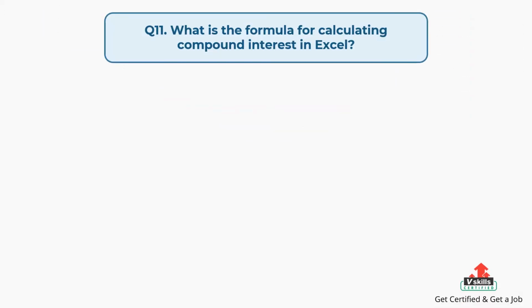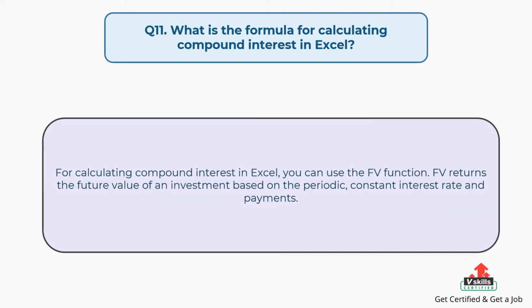Question number 11. What is the formula for calculating compound interest in Excel? The answer is, for calculating compound interest in Excel, you can use the FV function. FV returns the future value of an investment based on the periodic, constant interest rate and payments.